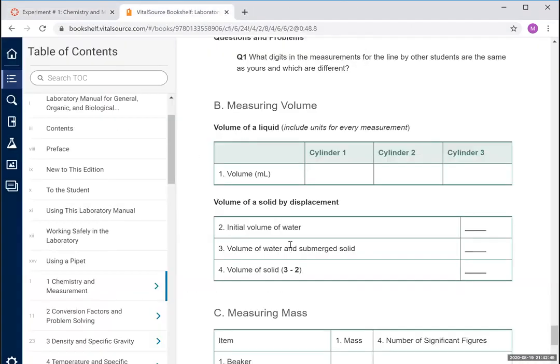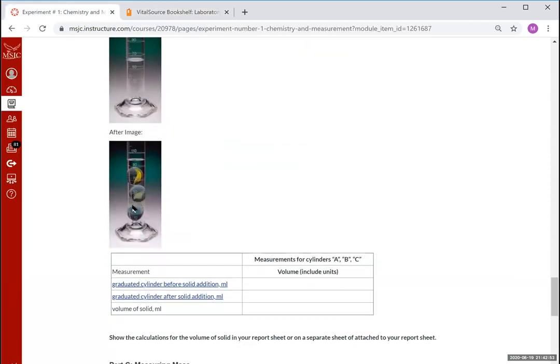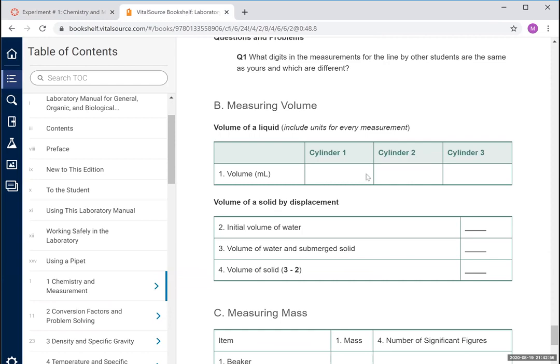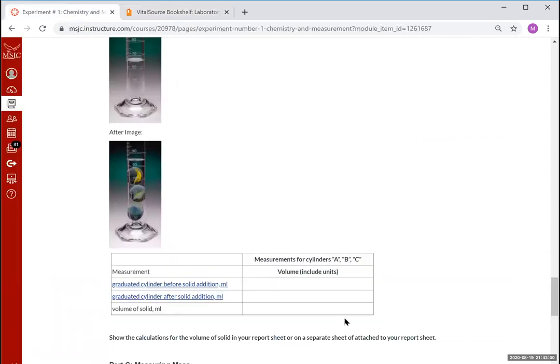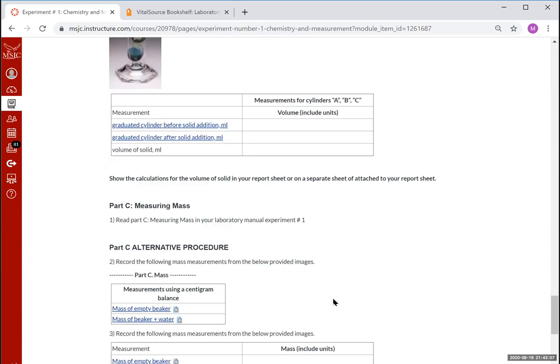Okay, so you take your measurements, and for the solid displacement, I've also provided you some pictures. And you'll record your measurements in your lab manual or using the table I've provided. Make sure you show your calculations.